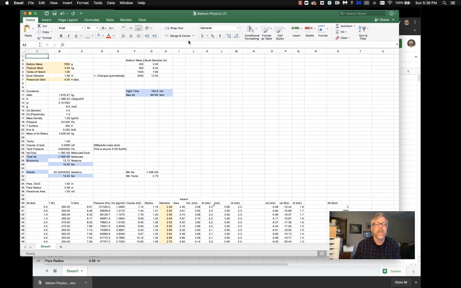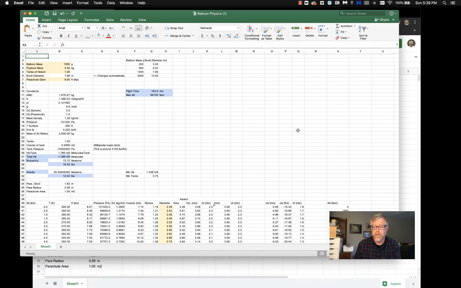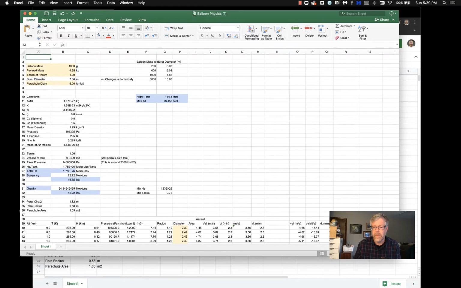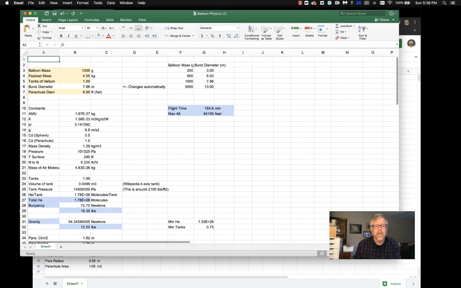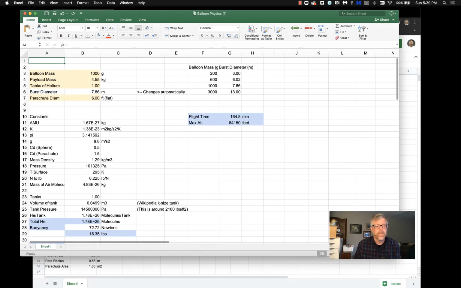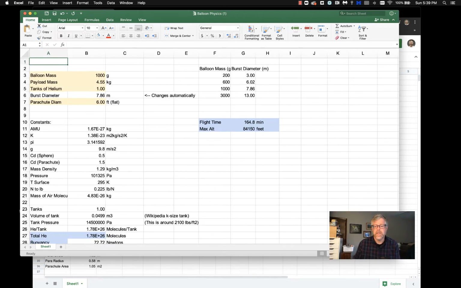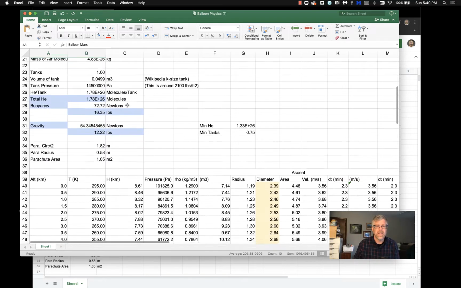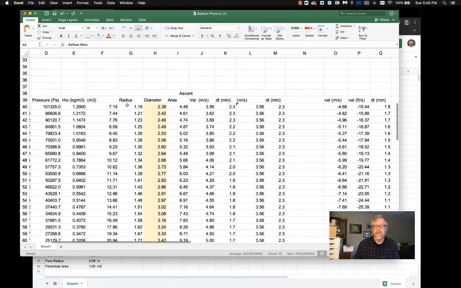I'm going to try to make this a little bit bigger by going to the 100%. Yeah, hopefully that's a little bit easier to see. All right, now the way that this is done is that these are all the inputs to the program, and then you can basically see how the balloon is ascending and everything in this stuff way down here.